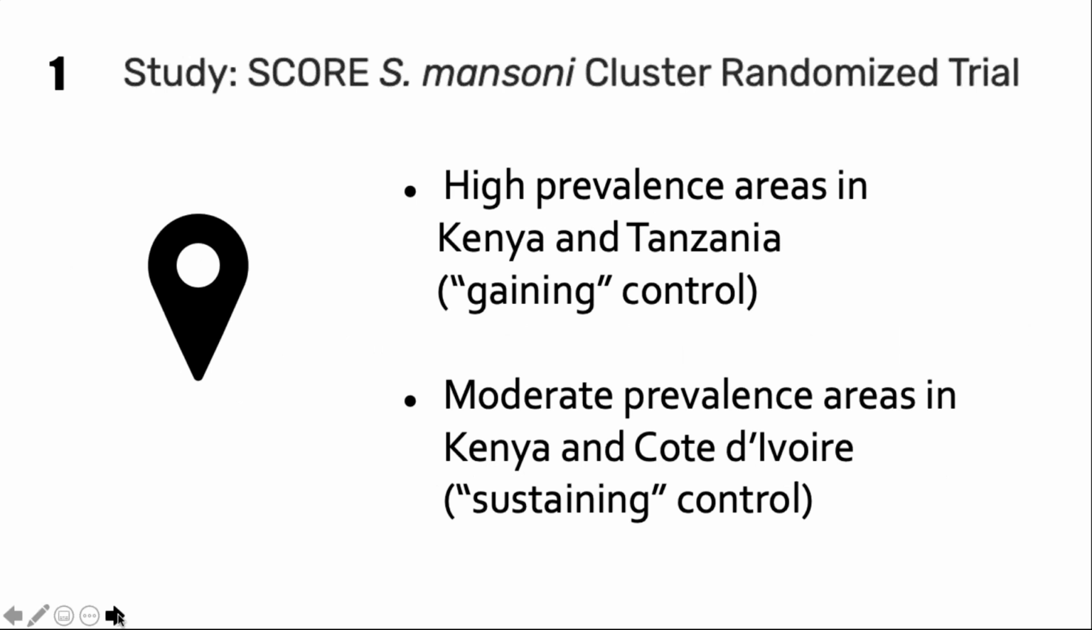Two of the studies in this data set were done in areas of Kenya and Tanzania that had very high prevalence of schisto, and these two studies were called the gaining control studies. The other two studies in the dataset were done in areas of Kenya and Côte d'Ivoire that had relatively moderate prevalence of schisto, and these were called the sustaining control studies.